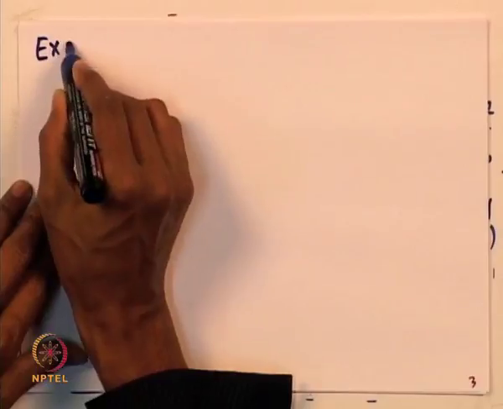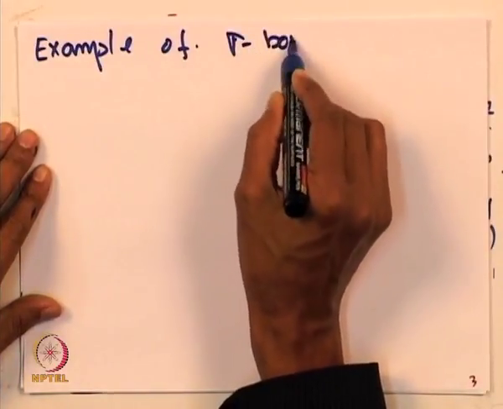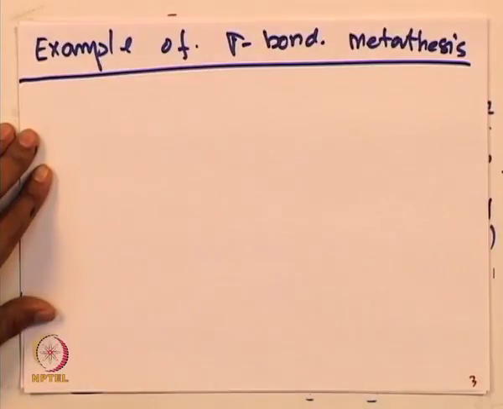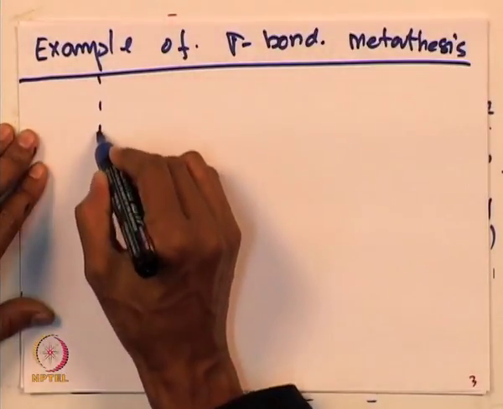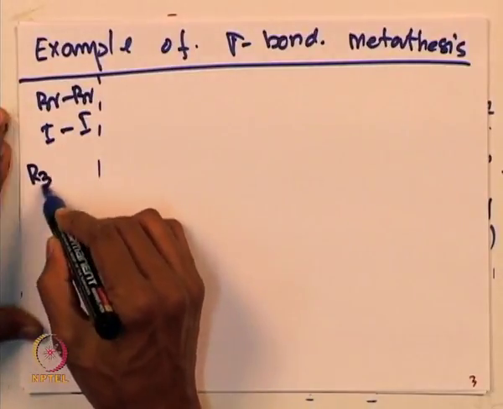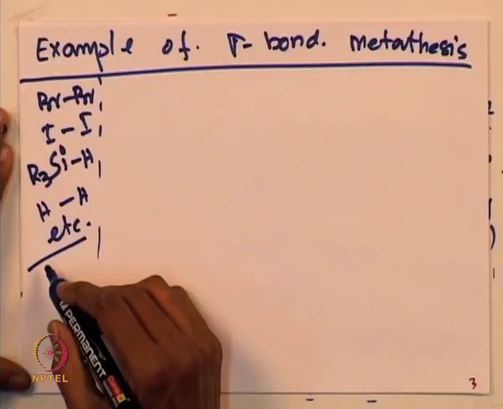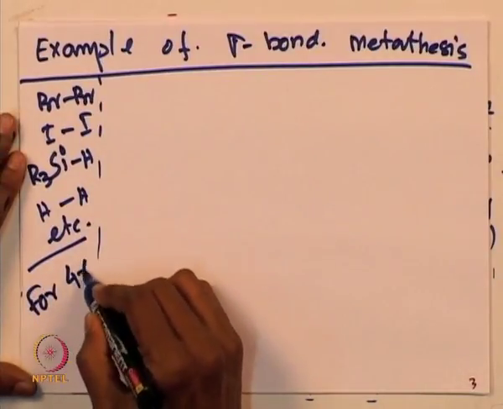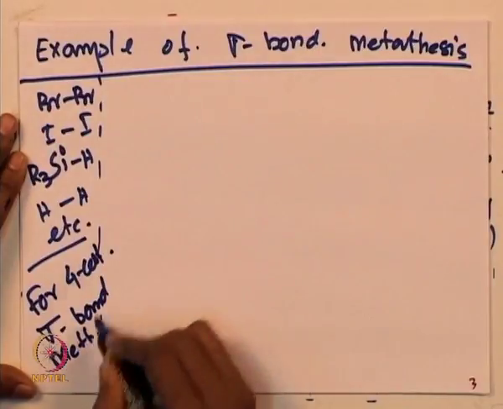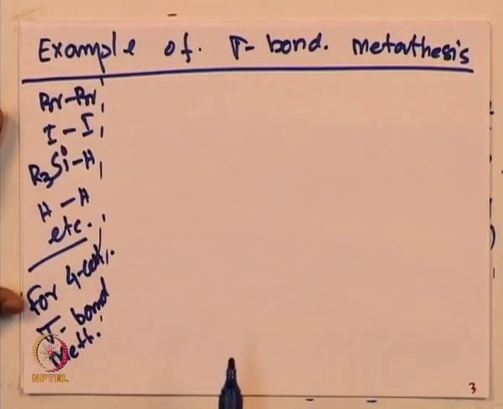Now, an example of sigma bond metathesis. Of course, that XY group, we can have a number of XY groups such as bromine. We can have the bond which can undergo the sigma bond metathesis, and a series of things we can have, and this is for four centered sigma bond metathesis. We can have all these different things: bromine, iodine, silyl hydride, hydrogen, etc., which can undergo sigma bond metathesis.